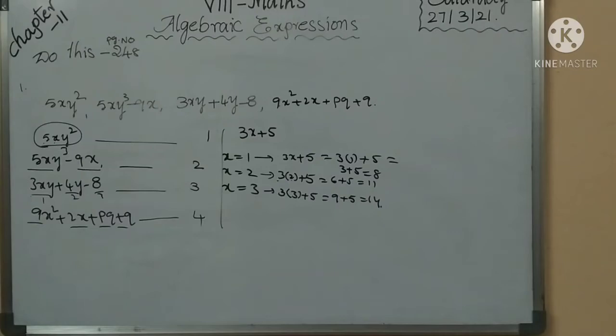So the second problem says take different values for x and find the values of 3x plus 5. Since the x values are not given, we have to take x values 1, 2, 3 and so on, as you wish. Now I take only 3 values, substitute in the equation and find the values 8, 11, 14. Understood, children? Do these two problems on page number 248. Next, page number 249, do these problems.